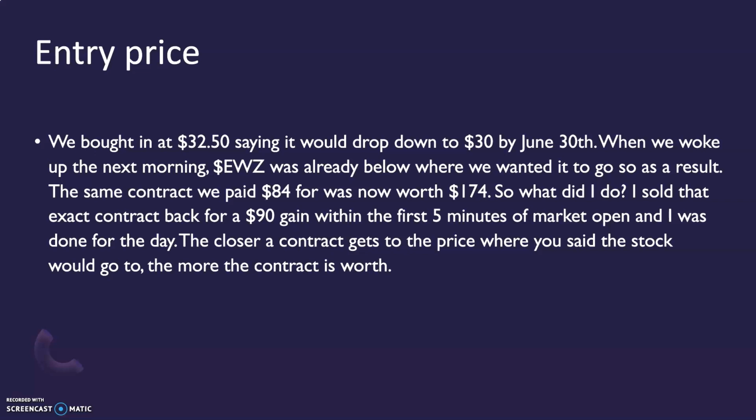Alright, so to reiterate what I just went over, we bought in at 32.5, saying it would drop all the way down to 30 by June 30th. When we woke up the next morning, EWZ was already below where we wanted it to go, and as a result, the same contract we paid $84 was now worth $174. So what we did is we sold the exact same contract back for $90 gain within the first 5 minutes of market open, and we were all done for the day.